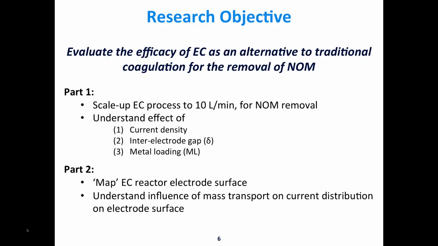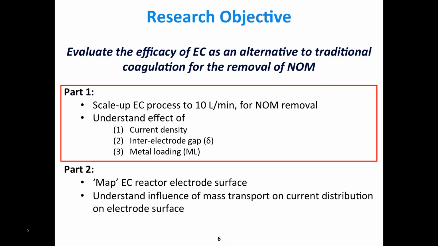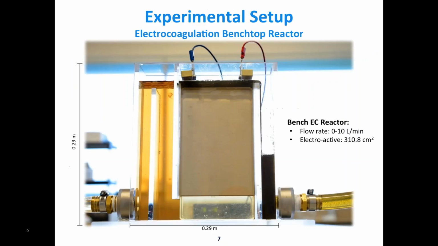Our second part was to map the current density distribution along the electrode surface. We knew that mass transport of the water flowing through the reactor would have some influence on the current distribution on the electrode surface, and we wanted to see what these effects were, or confirm our suspicions. So today I'll be focusing on part one of our research, and more specifically our pilot scale work at 10 liters per minute. This is our electrocoagulation setup that we designed and built for all my experiments.